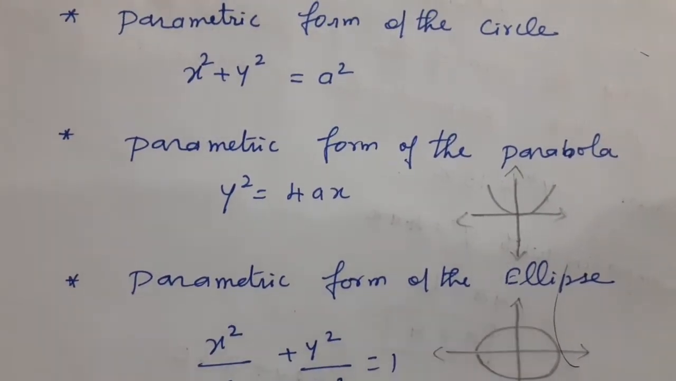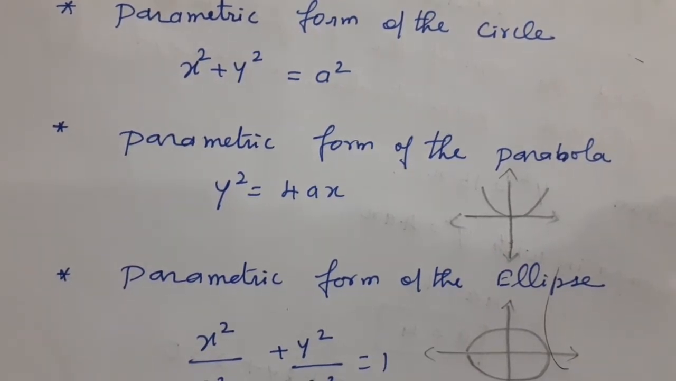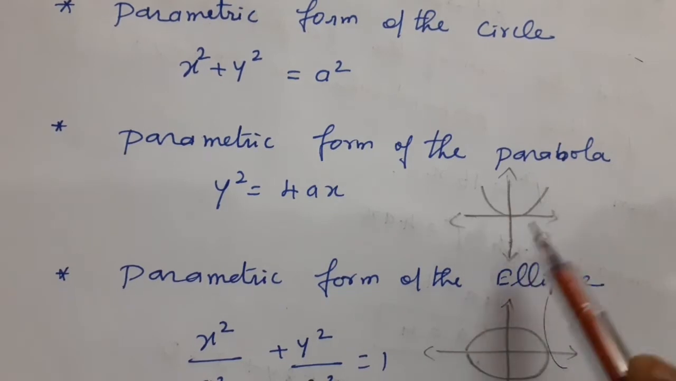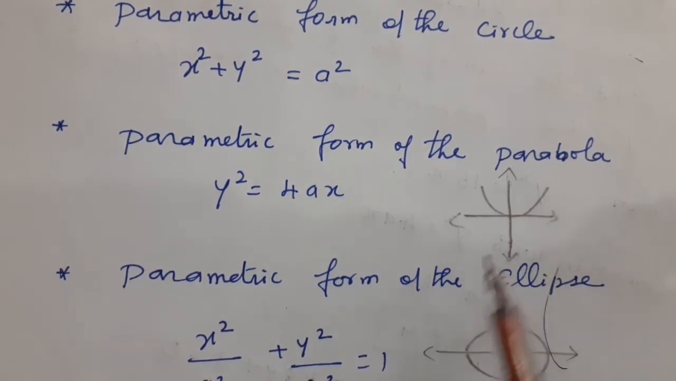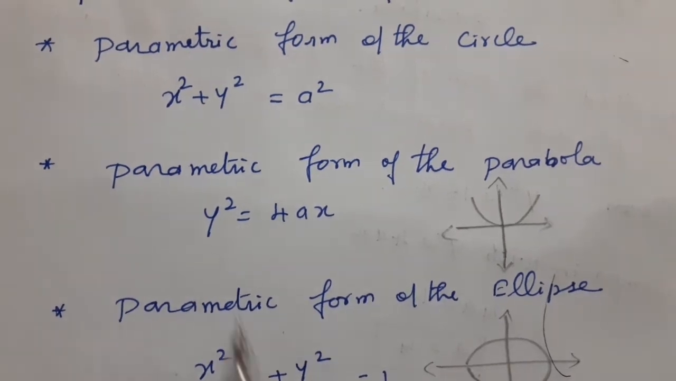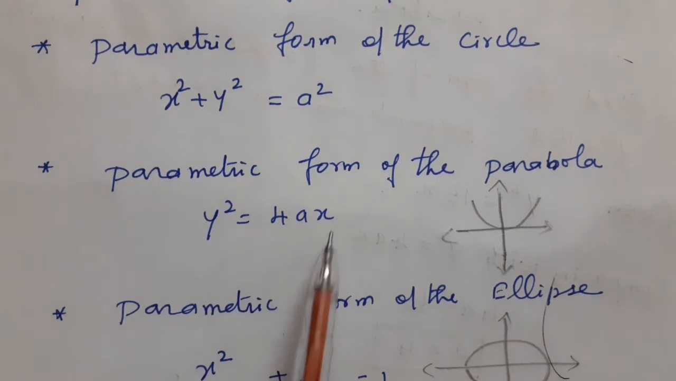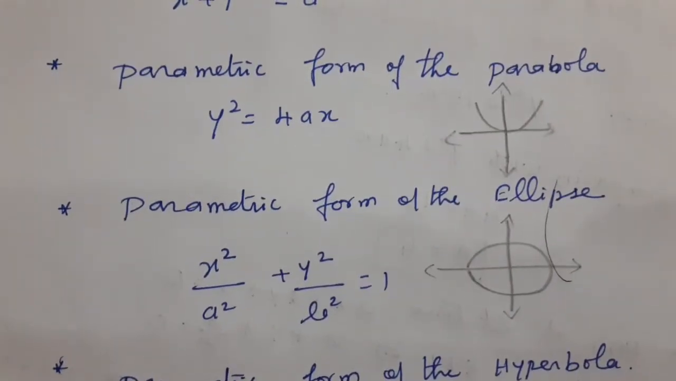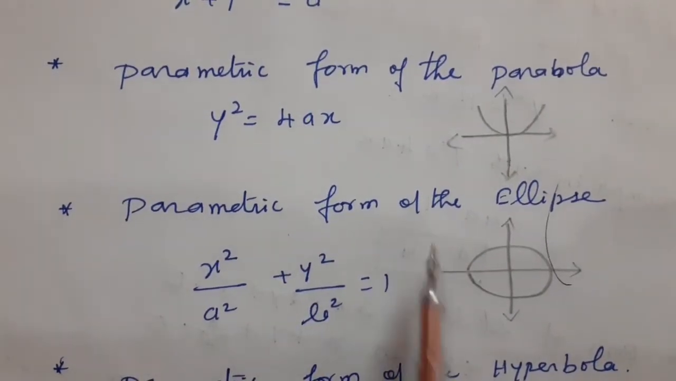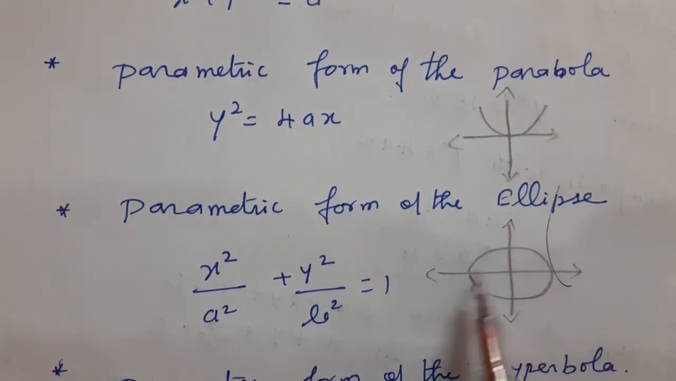So here, for this exercise 5.5, I will teach about downward parabola, upward parabola, leftward curve, rightward curve, everything. First I am going to teach 5.4, just to learn about the parametric form of the parabola. General form y square equal to 4ax, y square equal to 4x. Again, parametric form of the ellipse. Ellipse is nothing but, you remember this one, elliptical shape studied in physics.